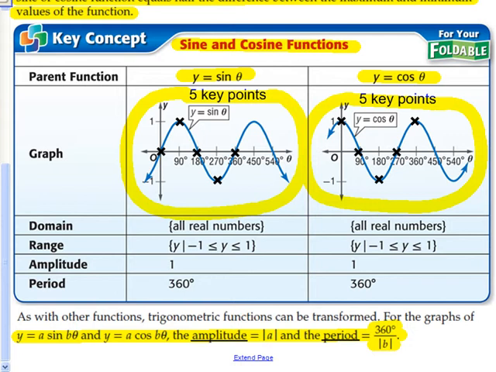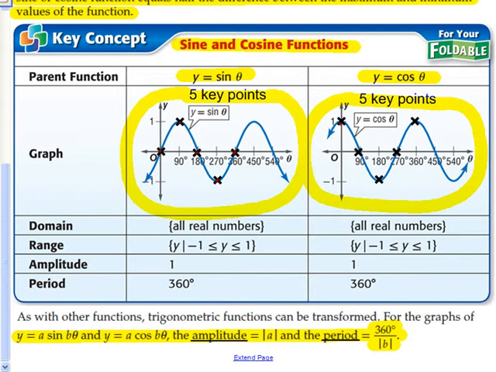For sine, it starts at 0, 0, goes up to the maximum. By 180, it's back at the 0 line again. At 270, it's down to its minimum, and 360 completes one cycle of it. So its period is 360 degrees, and its amplitude is 1. It goes up to 1 and down to 1.